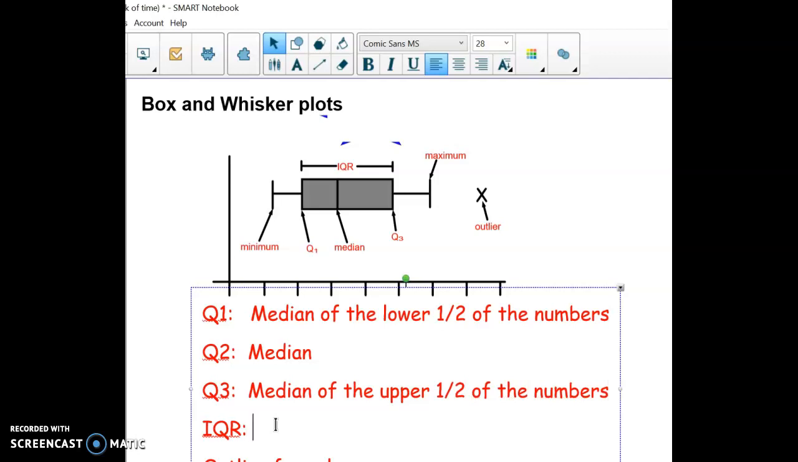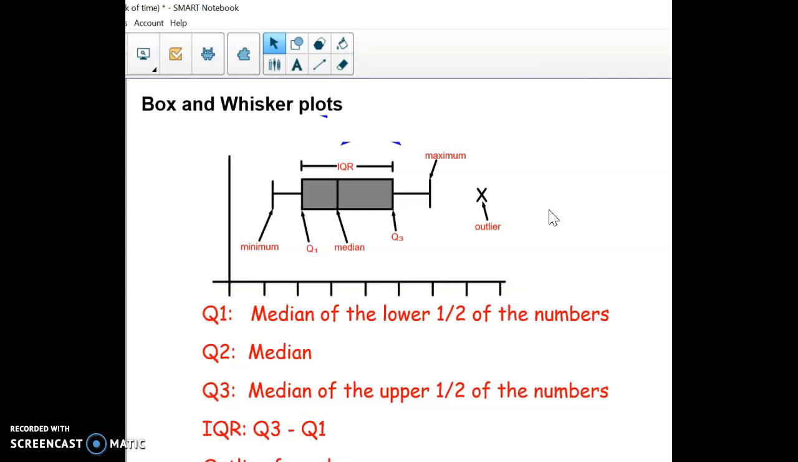Okay, and then the interquartile range you get by subtracting Q1 from Q3, and it's basically how long it is, like a range going from what number to what number. So the interquartile range is just subtracting those two.